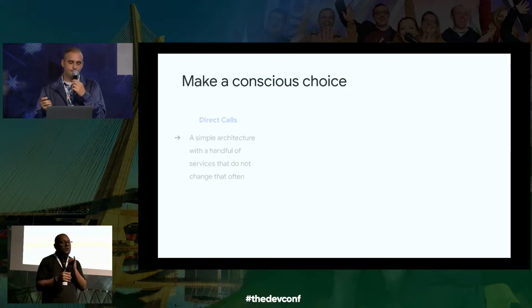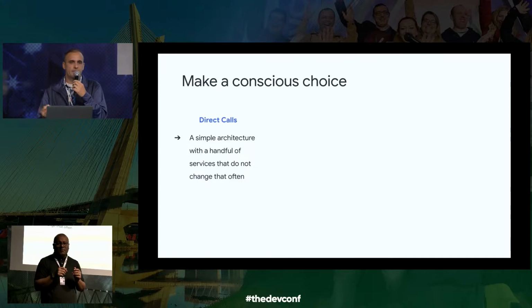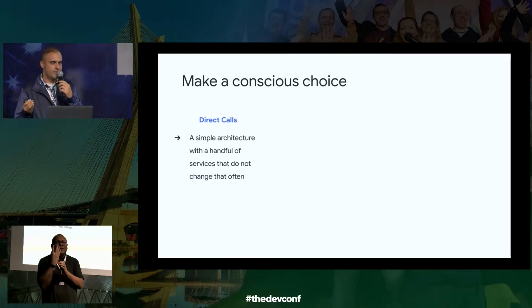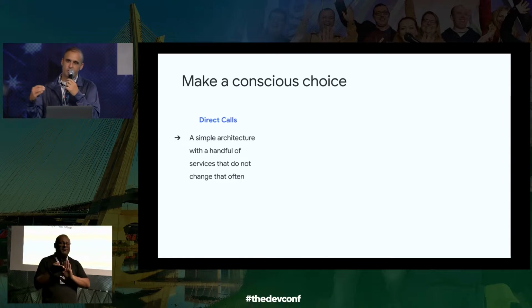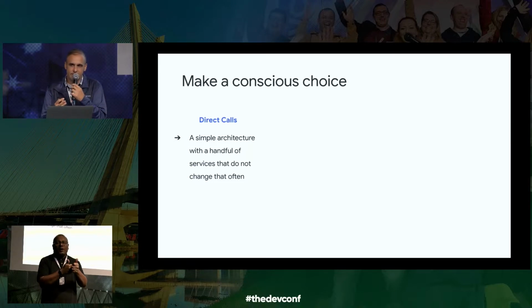For example, if you have a simple architecture with a handful of services, and these services don't really change that much, then maybe it's OK to use direct service calls. You don't need to introduce the complexity of eventing. You don't need to introduce the complexity of orchestration. Maybe it's OK just to make them call each other directly, because they're just a handful of services, and they don't really change that much, so you don't need to worry about changing your code so much.